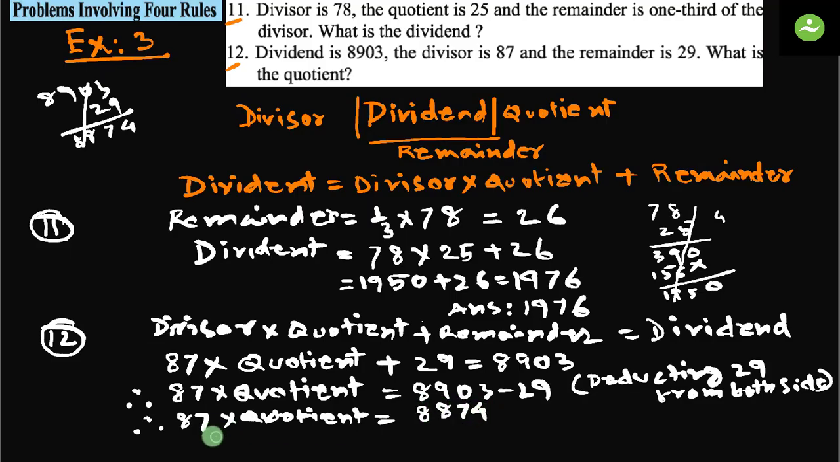Now 87 into quotient equals 8,874. So 1 quotient equals, it's like orange: 87 oranges is this much taka, and 1 orange is that divided by 87. So quotient equals 8,874 divided by 87.